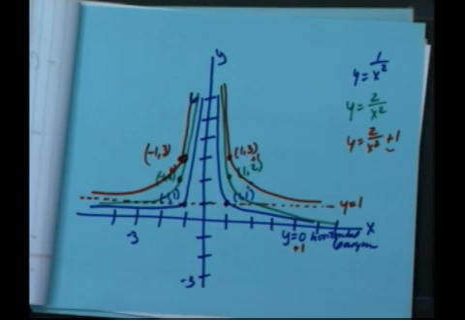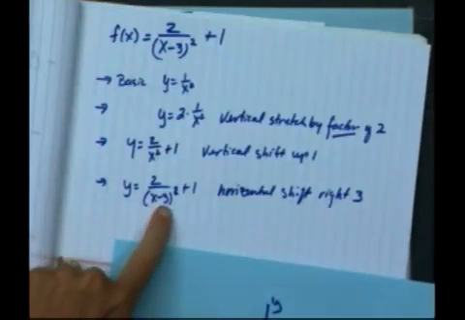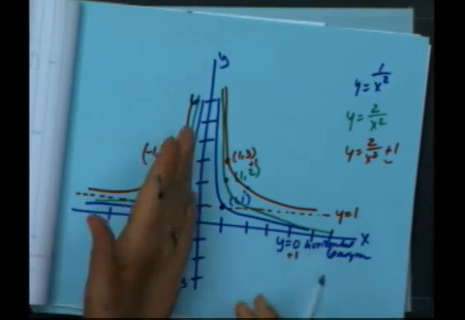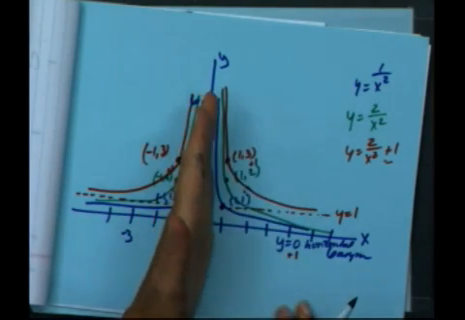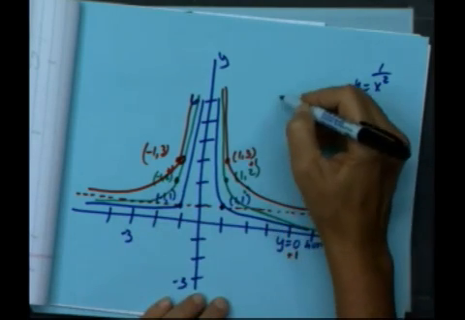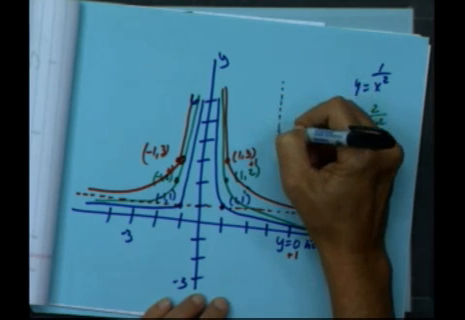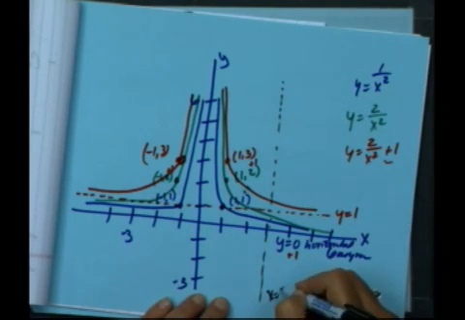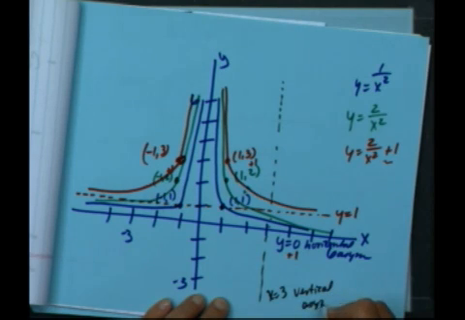And then the next little part, let's see what color I'm going to use. Black, I guess, for the grand finale. Now we're going to shift it to the right 3. And now if we're going to the right 3, my vertical asymptote also shifts over 3. So we're going to put a little dotted line right here. So x equal to 3 is the vertical asymptote.